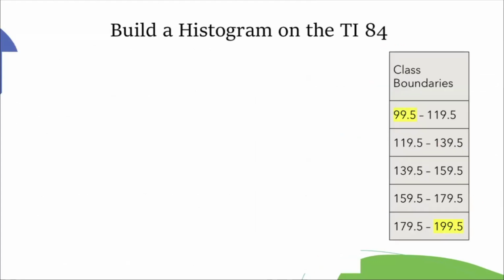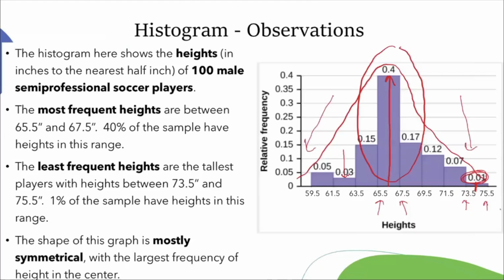Okay, let's build a histogram on the TI-84 now. We are going to take note of the class boundaries from our frequency distribution table. We're going to take note of the smallest class boundary in the first class and the largest class boundary in the last class. This is going to make up the horizontal axis. So backing up one, here the smallest class boundary is 59.5 and the largest is 75.5, and the horizontal axis is labeled in that range.